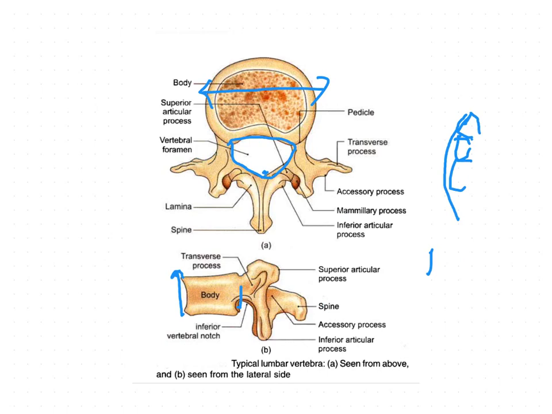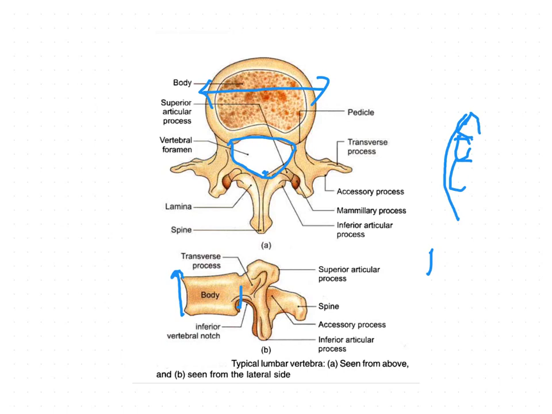Because the maximum size of the spinal cord is present at the cervical region, and in the lumbar region, at the level of L1 or the upper part of L2, the spinal cord ends, and also the spinal nerves which are emerging out of these vertebral foramina decrease the size of the spinal cord as a whole.